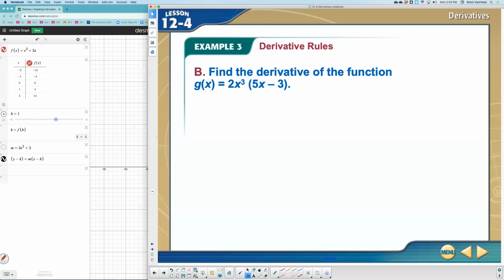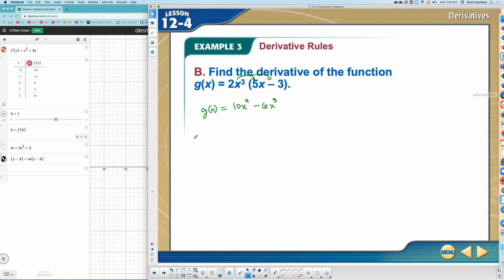On part B here, I have this equation g of x, but I'm going to simplify this. The first thing I'm going to do is distribute here. So I'm going to say this is 2x cubed times 5x, so that's going to be 10x to the 4th power. There's 3 powers, there's another power. So when I multiply, you add them up. And then 2x cubed times a negative 3 is going to be a negative 6x to the 3rd power. That's our g of x equation.